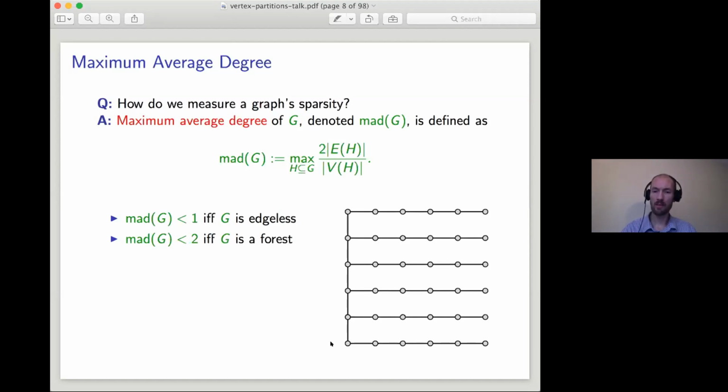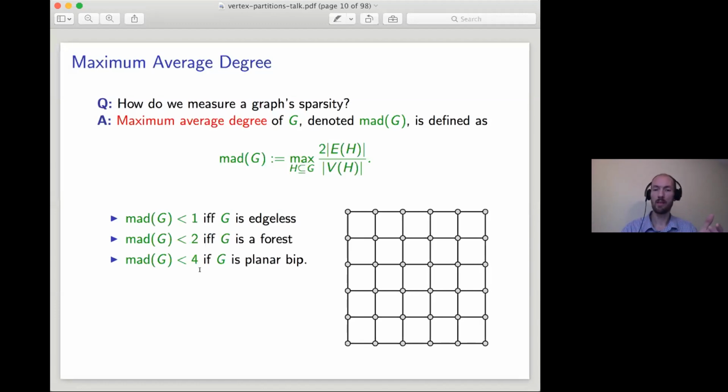One thing to point out is you can get arbitrarily close to mad equal to 2 with forests. So that is a strict inequality, and you can get very close to it holding with equality. An example, when you go to mad less than 4, is planar bipartite graphs. This is no longer if and only if, this is just one nice example. If you take big grids, then again this approaches average degree equal to 4, because everything on the inside has average degree equal to 4. There's a little bit on the outside, but the fraction that's on the boundary is going to 0 as your grid gets big. So you're approaching 4 from below.